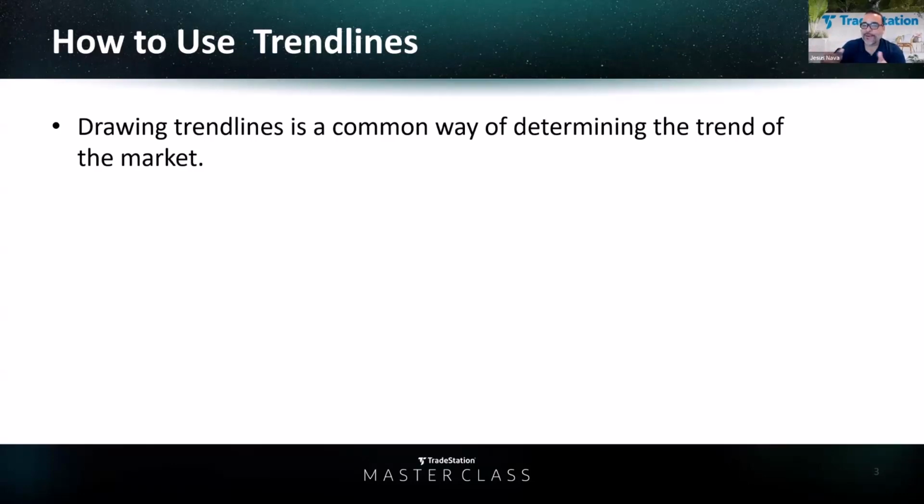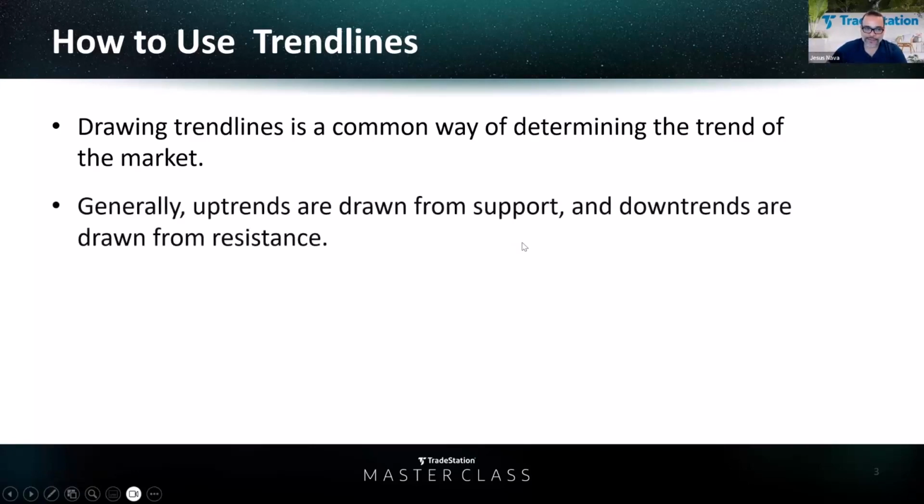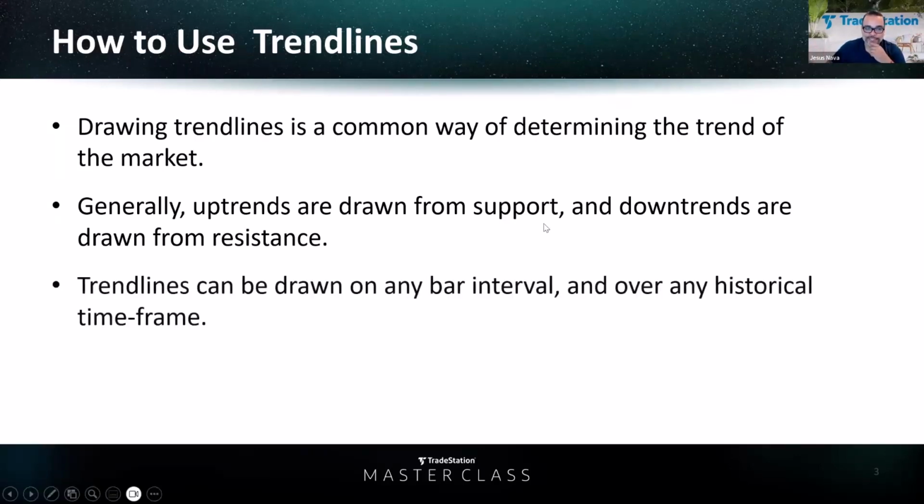So trend lines are a common way of determining the trend of the market. When you draw a trend line, of course, it's pointing upward or it's pointing downward, and pretty much identifies the trend. Uptrends are drawn from support, and downtrends are drawn from resistance, meaning that if the prices are going up, you want to make sure that you use the low prices of the bars to draw that trend line, meaning support. But if the price is going down, you want to draw the trend line using the highs of the bars because it's going to be used as a form of resistance.